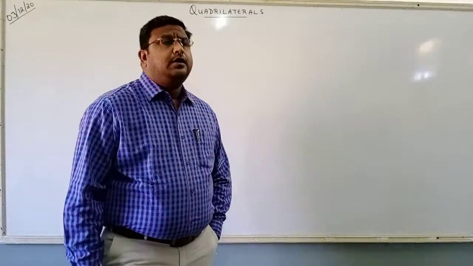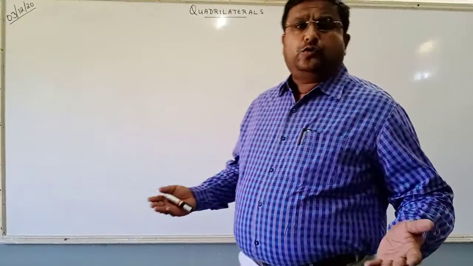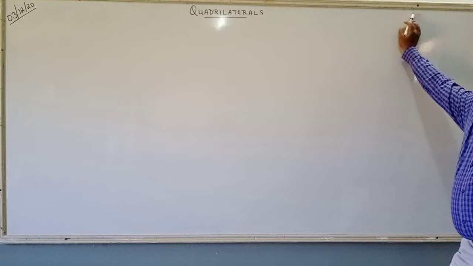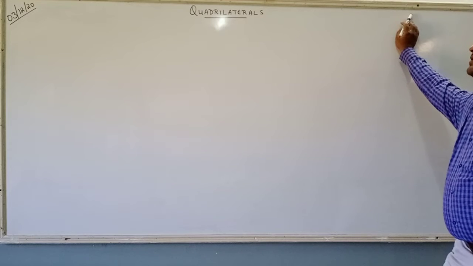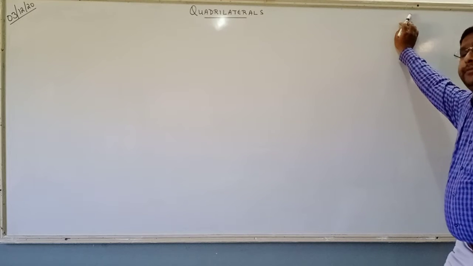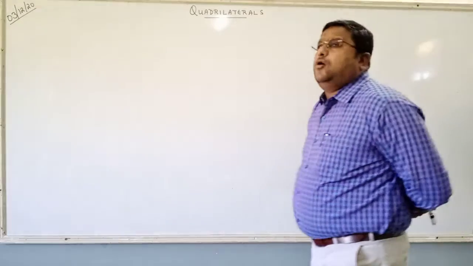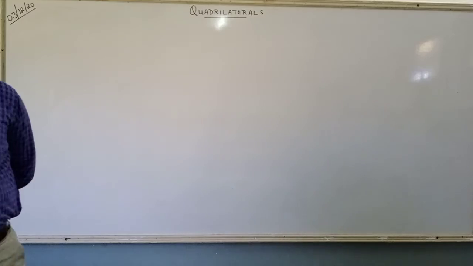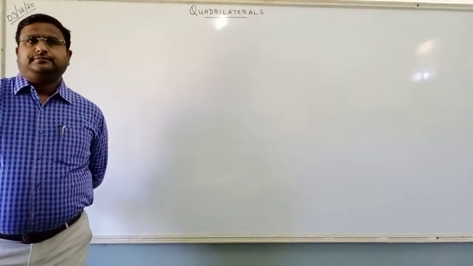What is a quadrilateral? A quadrilateral is a four-sided closed figure. There is a board in front of us. It is a quadrilateral, isn't it? It is a rectangular shape, right? Then square, parallelogram, trapezium, kite. These are all regular quadrilaterals whose properties you have studied in class 8.